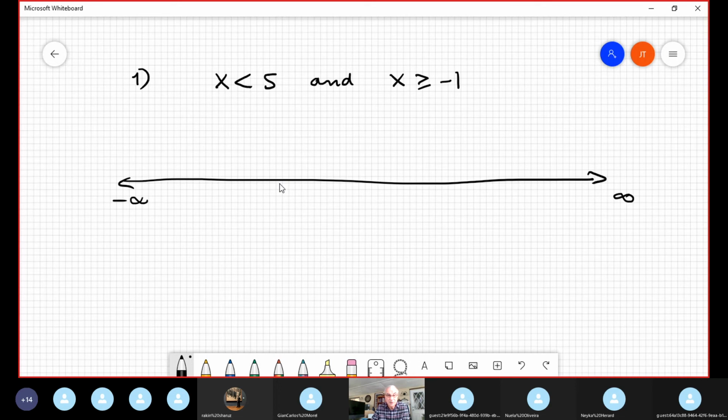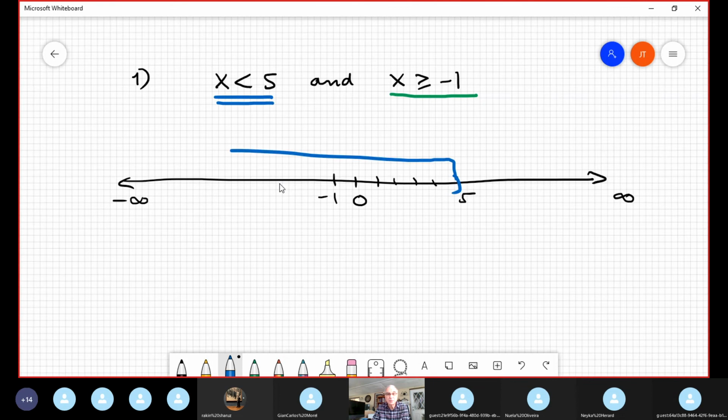You are graphing both separately. This is the blue, the green, this is the 0, 1, 2, 3, 4, 5, and negative 1. So this inequality is the blue. It is from 5, not including 5, to the left.